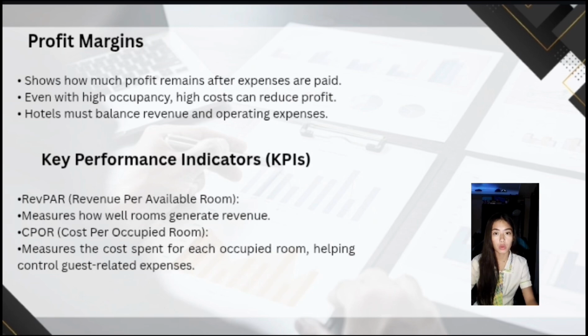If the CPOR becomes too high, it means the hotel is spending too much on guest services and operations, which means managers use this KPI to monitor the expenses and to ensure the hotel is operating efficiently. So, just like I said earlier, that KPI helps the company to know if they are gaining or losing money. That's all. Thank you.